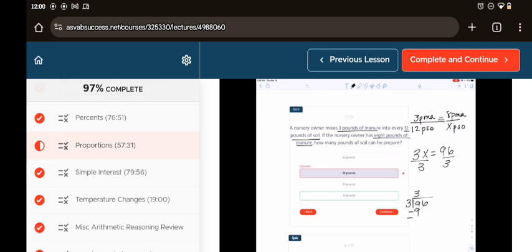3 goes into 9 3 times. 3 times 3 is 9. 9 minus 9 is 0. Bring down the 6. 3 goes into 6 2 times. 3 times 2 is 6. 6 minus 6 is 0. So the answer is 32 pounds. There we go. I have to make some changes, so that's why it looks like that. But the answer is 32 pounds.